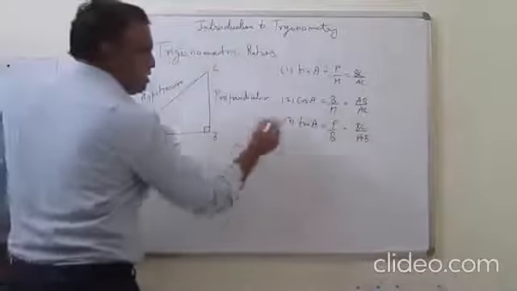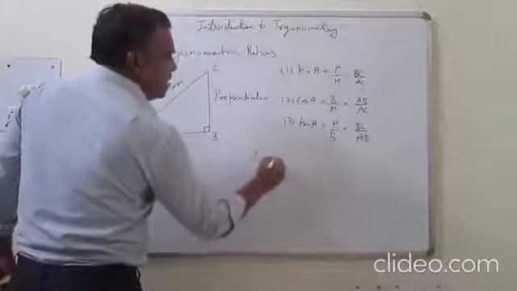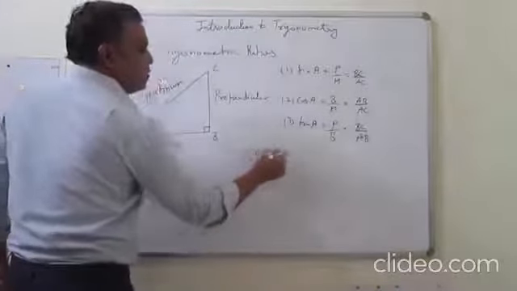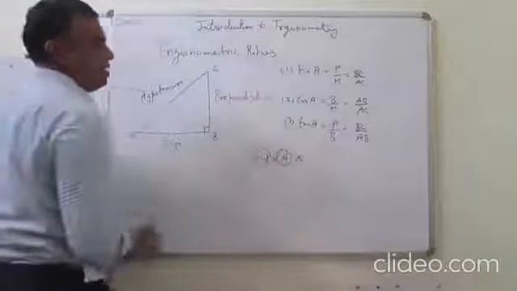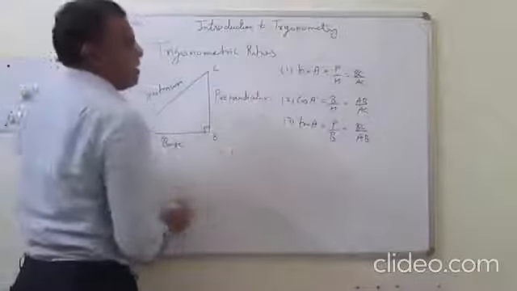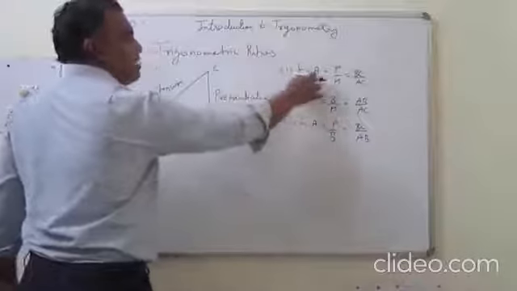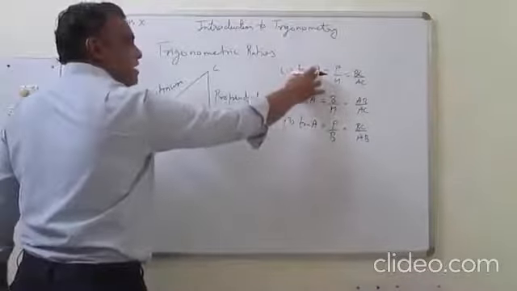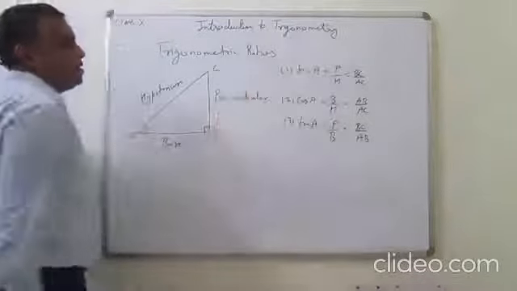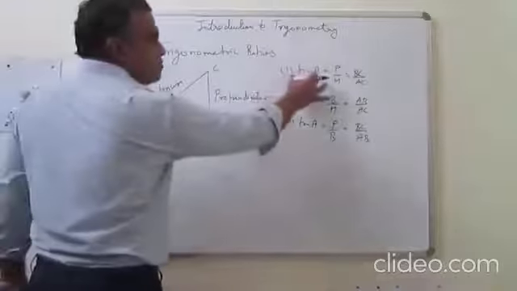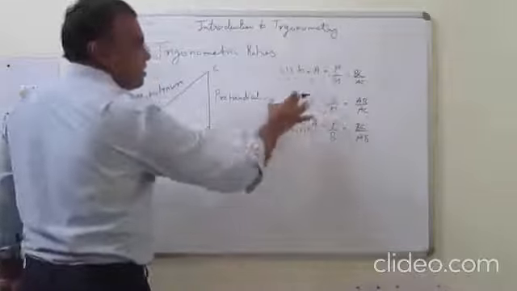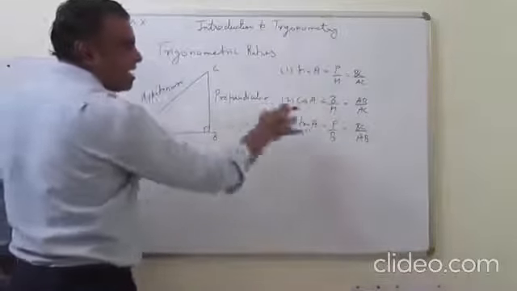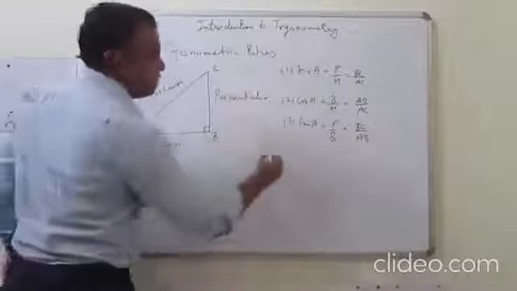You don't write sin A into A. Don't. Product of sine with angle is not applicable. So the meaning of angle A is with sine. Here we have to find the value of sin A, cos A, tan A. Now reciprocal of sin A is called cosec A. Reciprocal of cos A is called sec A, and reciprocal of tan is cot A.